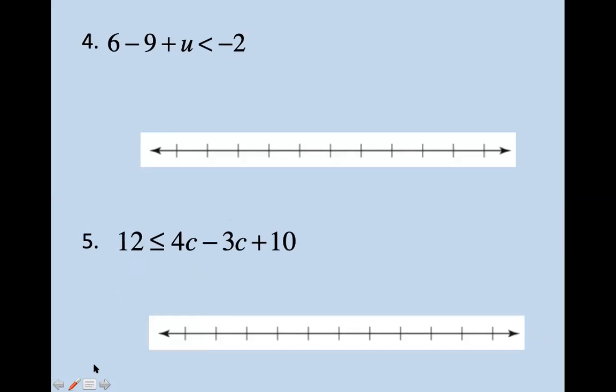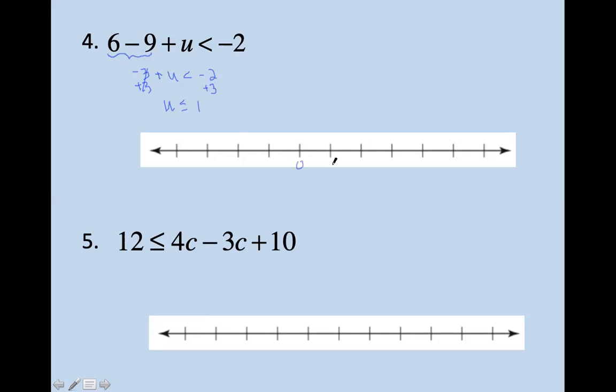This time, it looks like we need to combine some like terms before we solve. So we have 6 minus 9, that would be -3, plus u is less than -2. All right, so I'm going to keep solving. I have my inequality on the left. I'm going to add 3 to both sides to keep u by itself. So that leaves me with u is less than, and -2 plus 3 is 1.